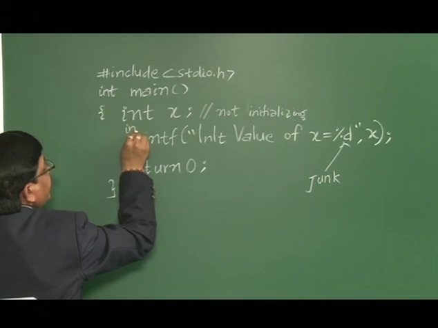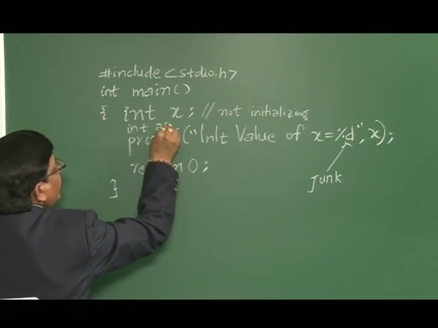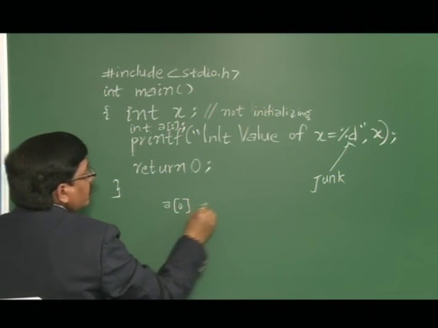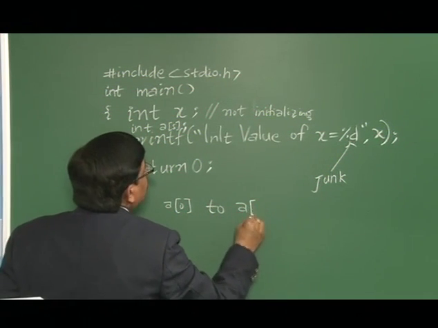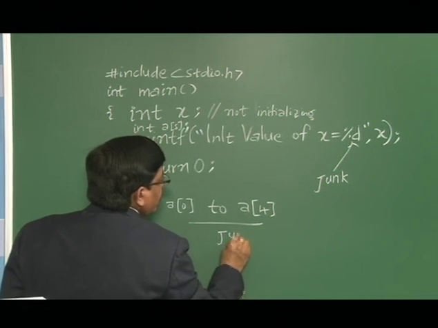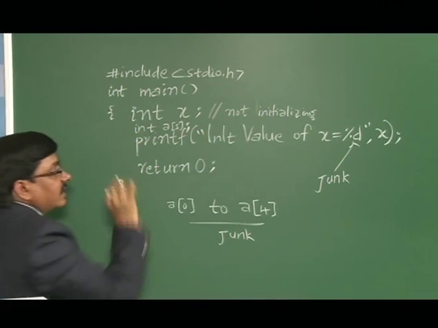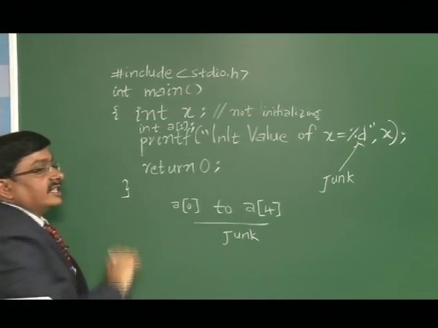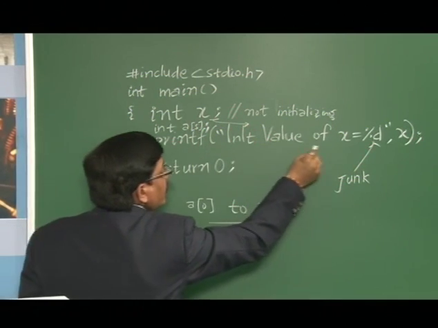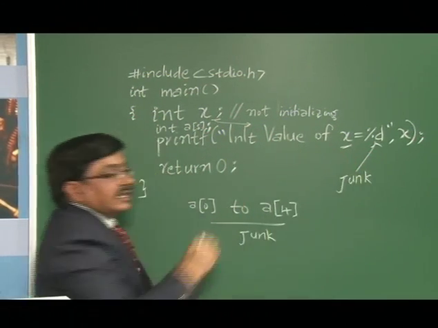It is no exception for arrays either. Even if I declare int a of 5, the elements a of 0 to a of 4 will all hold junk values, because they are not initialized or explicitly assigned any value. Without assigning any value, if I try to print the value of x, I will get the junk value.